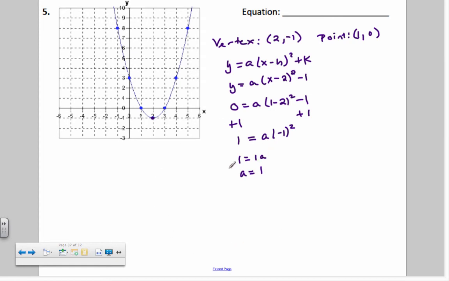So in this example, a again is equal to 1. When I plug it back into my equation, I'm going to have y equals my a, which is 1, times (x minus 2) squared minus 1. Again, in most cases, you'll never see the a written there, but I just wrote it down to show how you would plug that a back into the equation. If you have any questions, see me or Mr. Daniels, and enjoy the rest of your homework.